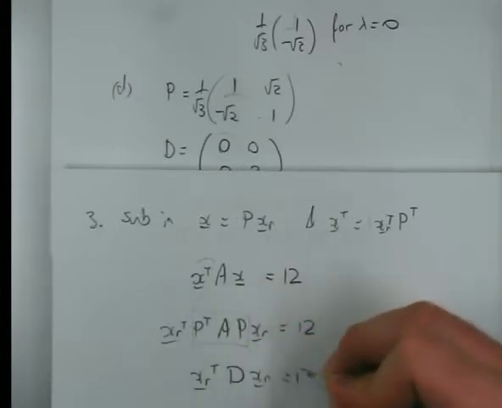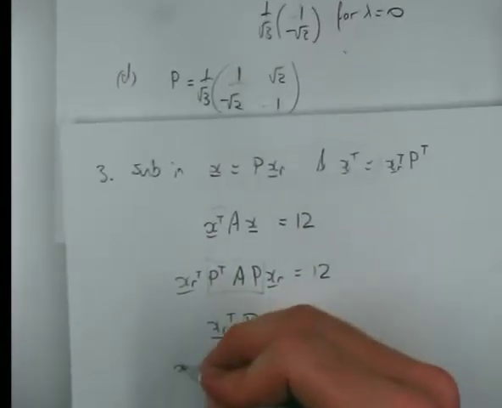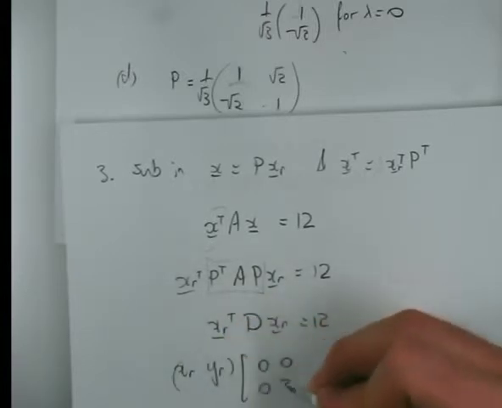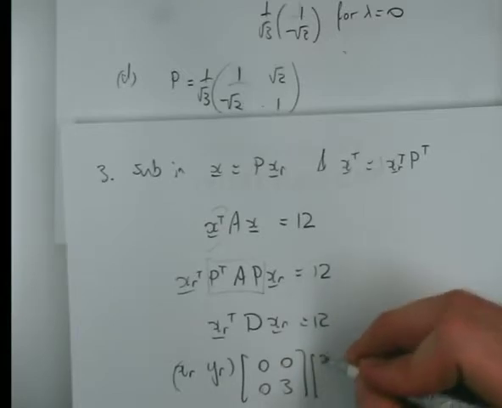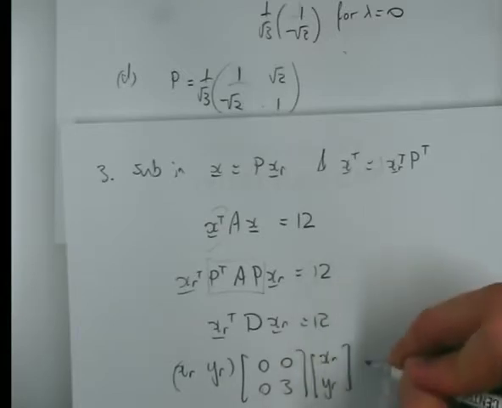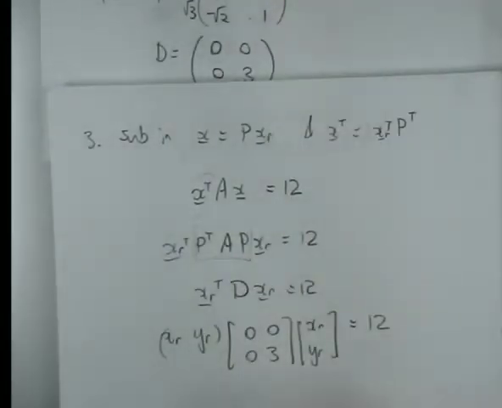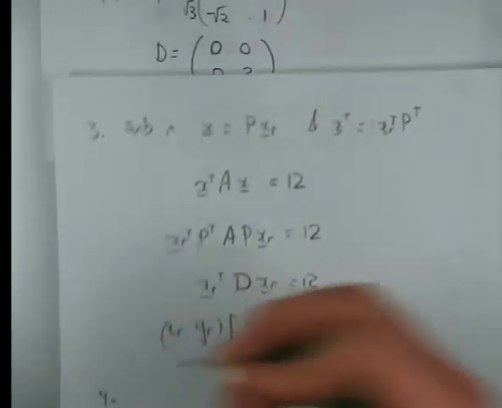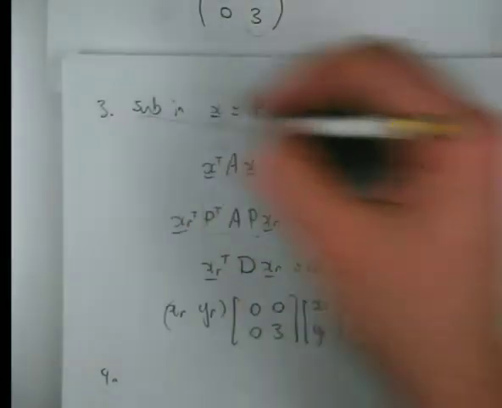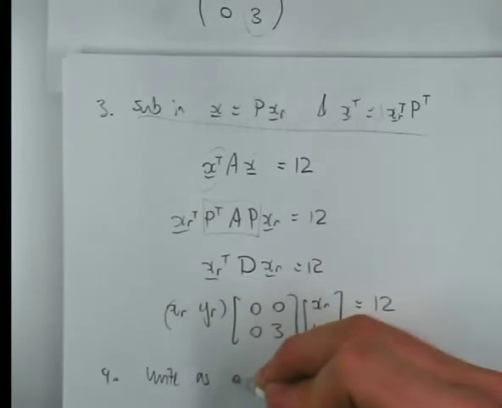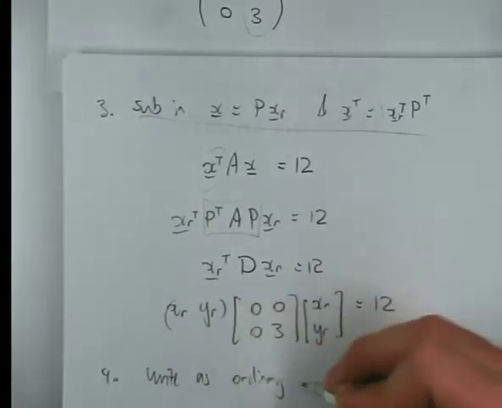Okay? So x_R transpose D x_R equals 12. So that's telling me that my rotated x and my rotated y as a row, my matrix D, and my rotated x and my rotated y as a column comes out to 12. All right, so my final step is to write this as an ordinary equation.